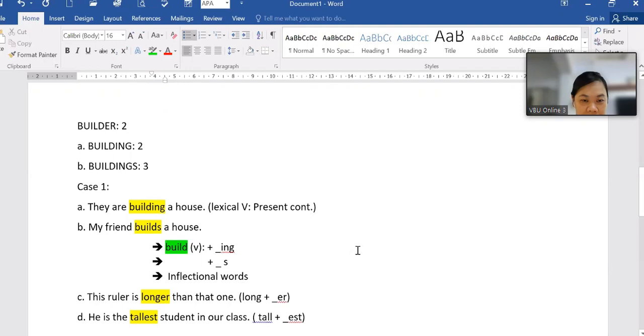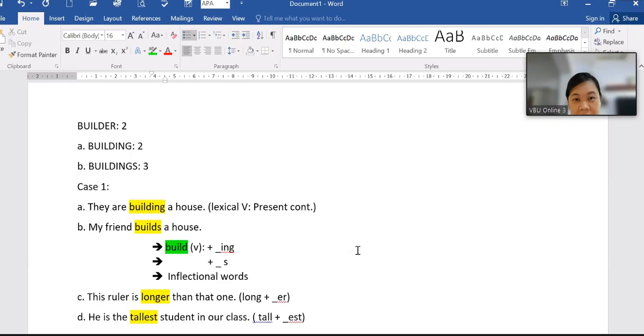For the original word, that's the verb. And build in sentence A and sentence B, they are verbs. They don't change the meaning. They keep the form of the verb, or we say they keep the same part of speech. They just change the form. Because sentence A is the present continuous, I put ing to create building. And in sentence B, you use the simple present tense, so that's the reason why I put s. But the meaning is not changed.